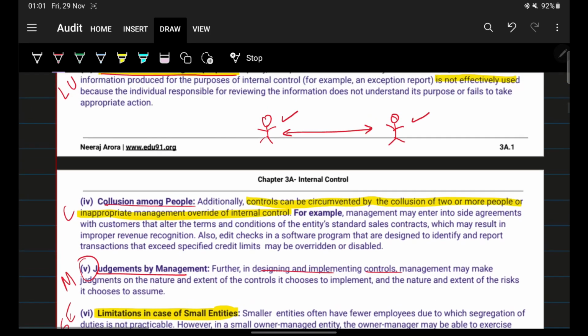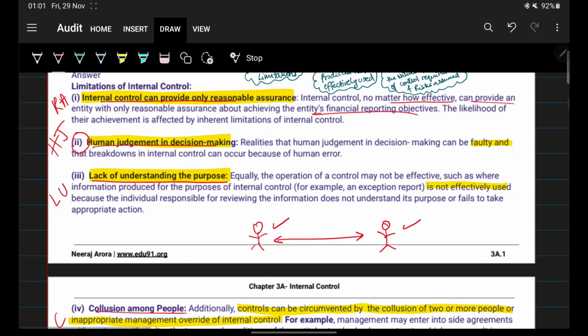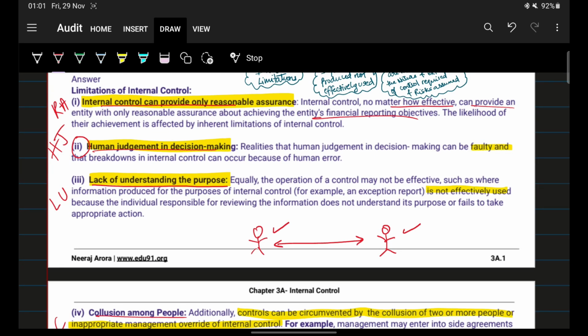Okay, now we'll just start from the top again. Firstly, the first limitation of internal control is that it can give only reasonable assurance, and not absolute assurance. Let's just dive into what it is saying. Internal control, no matter how effective, can provide an entity with only reasonable assurance about achieving the entity's financial reporting objectives. The likelihood of their achievement is affected by inherent limitations.